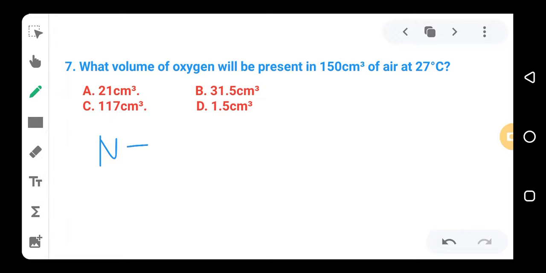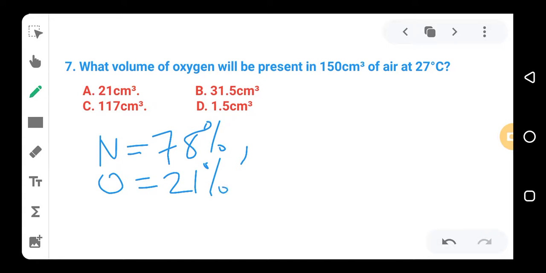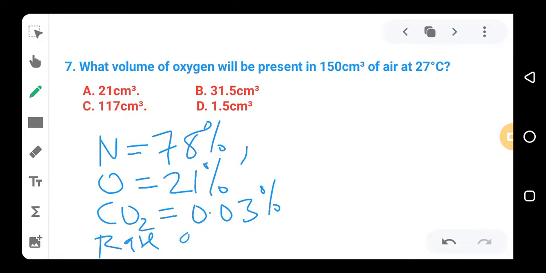Air is made up of 78% of nitrogen. Then oxygen is 21%. CO2 is 0.03%, and rare gases is equal to 0.97%.